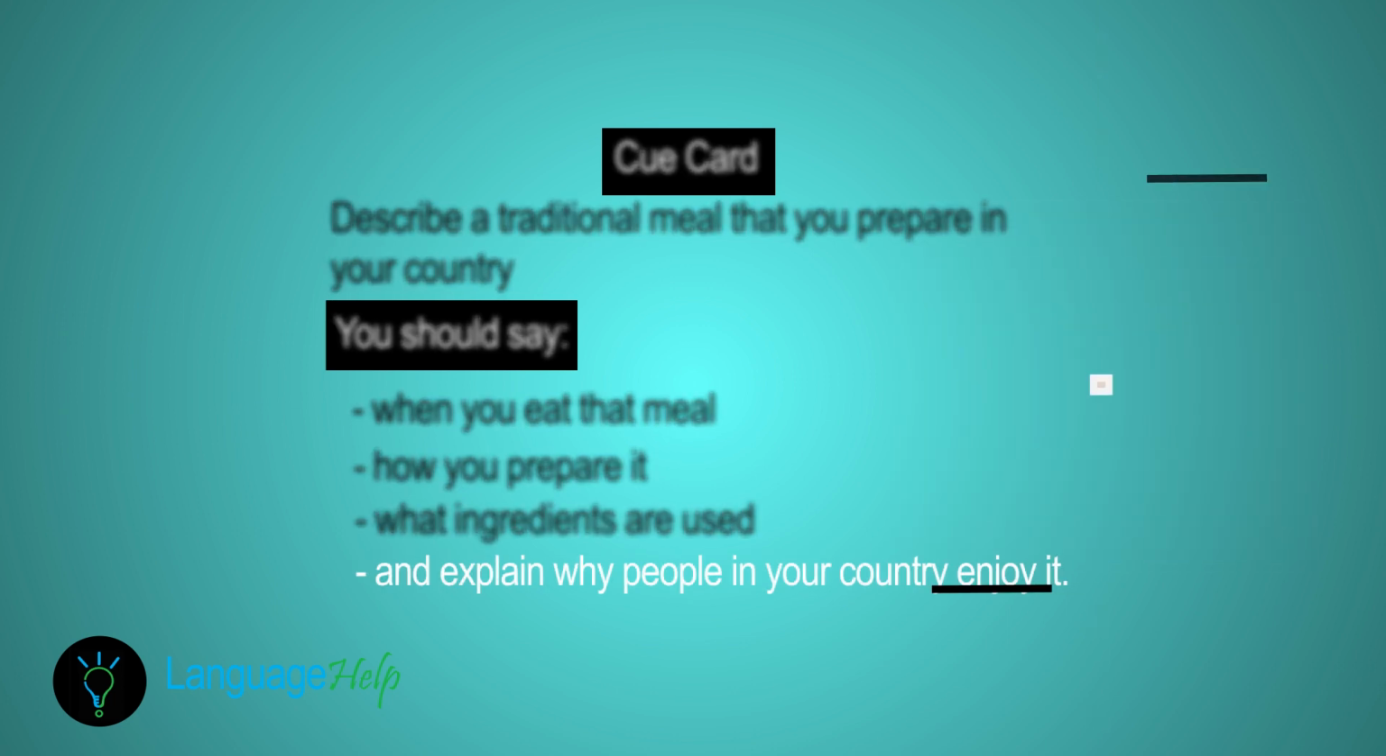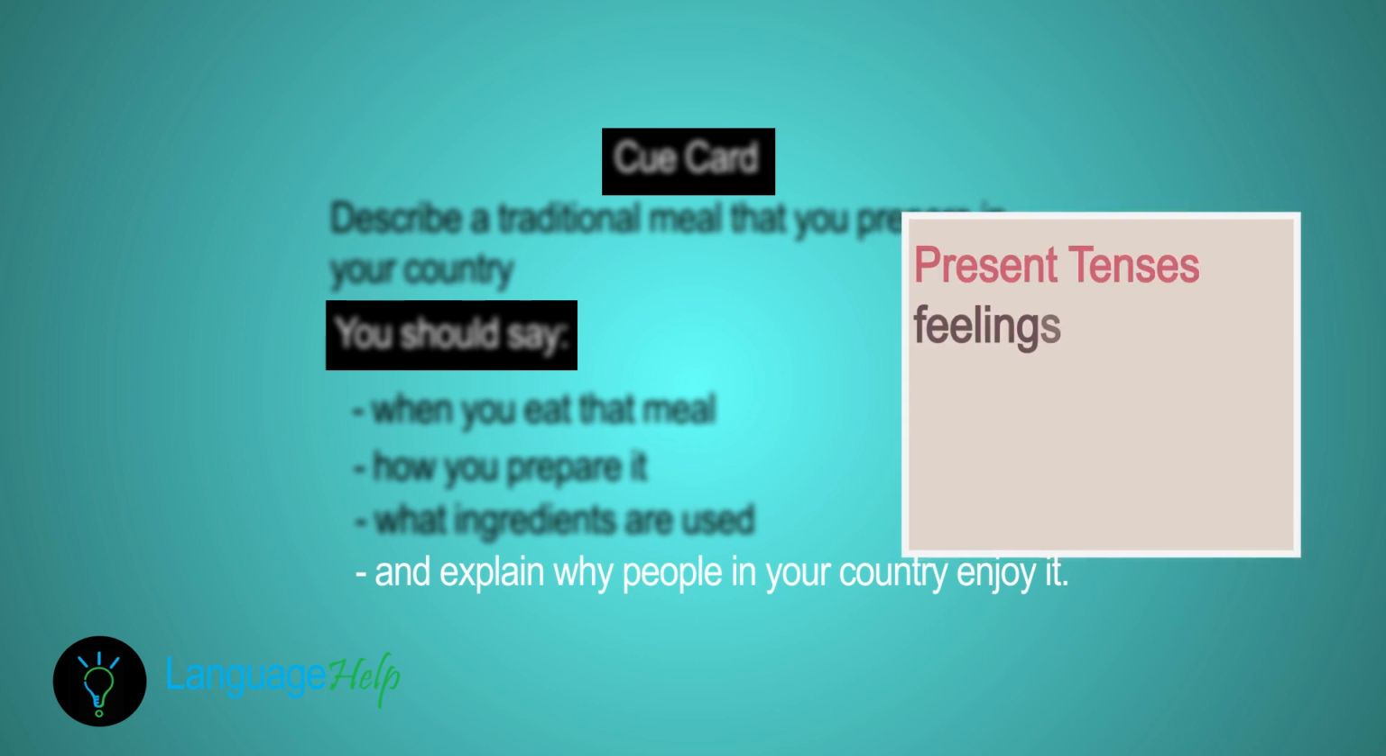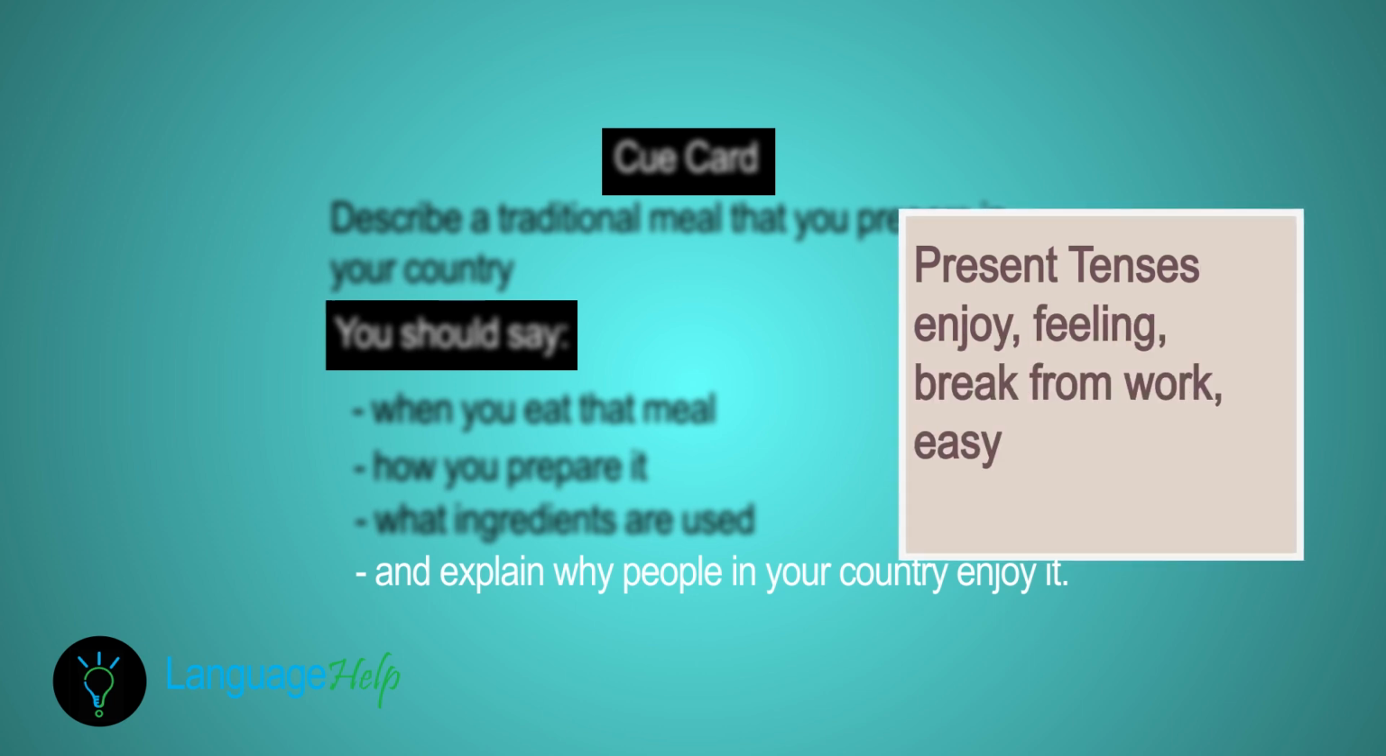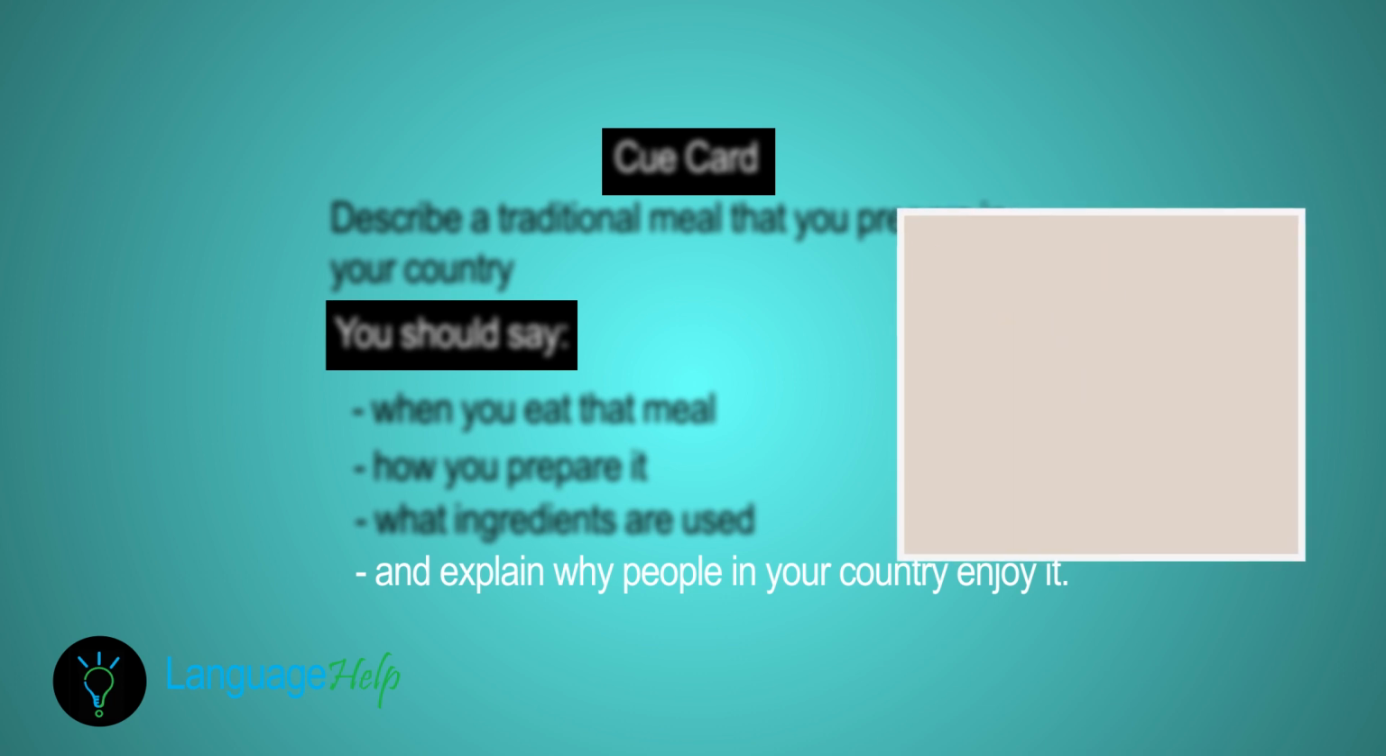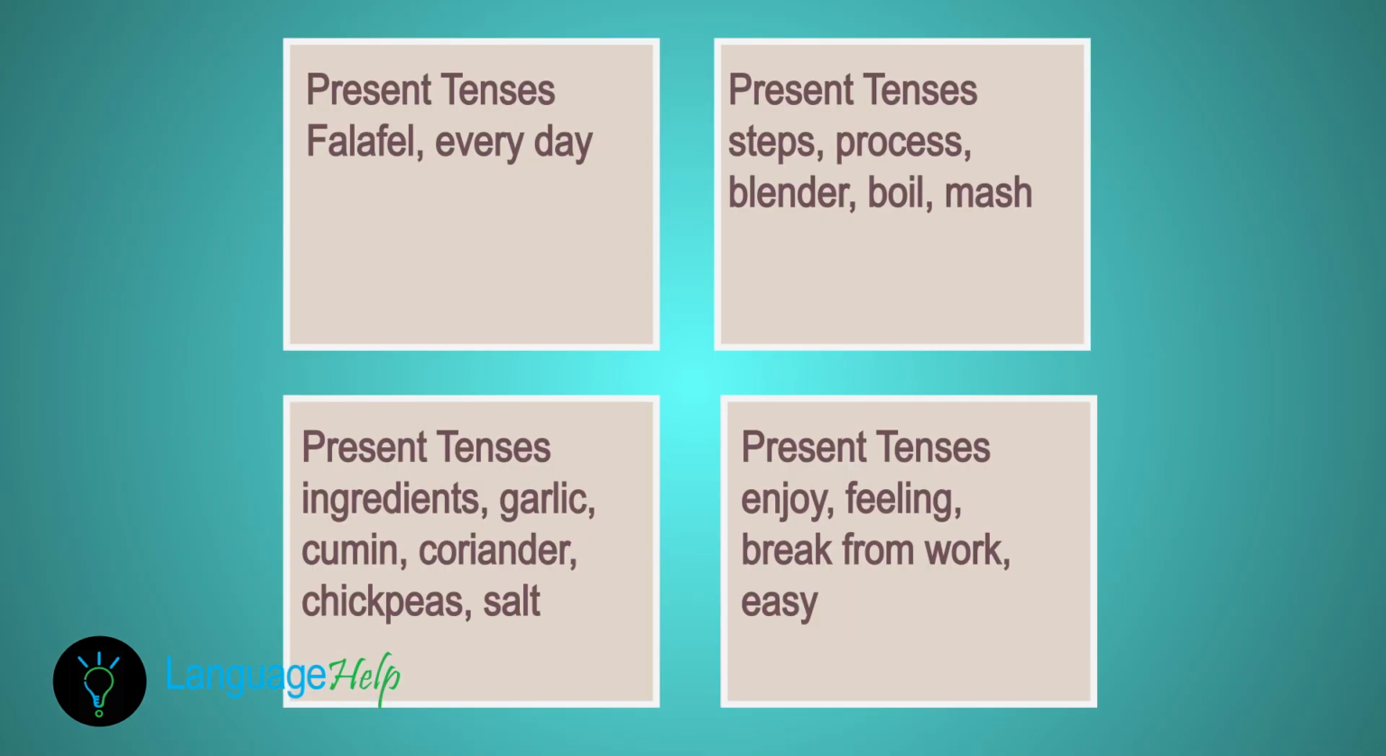The fourth and final cue is to explain why people enjoy it. Obviously, the tense would be the simple present. And now we're talking about feelings. But I also want to mention that falafel is available at low cost, and it's also available at work breaks. So that was our analysis. If you're following with us, your paper should look something like this.